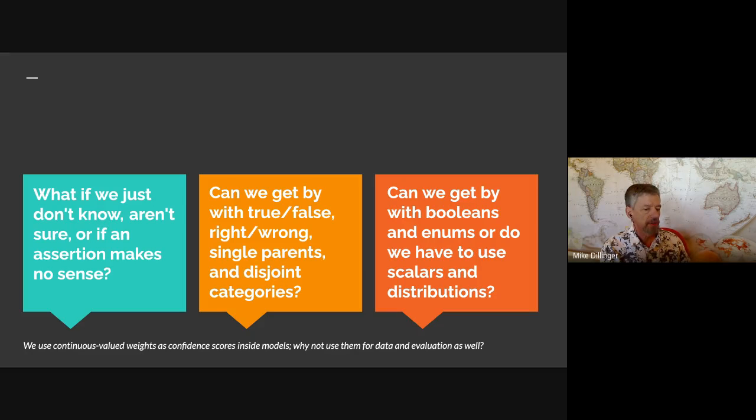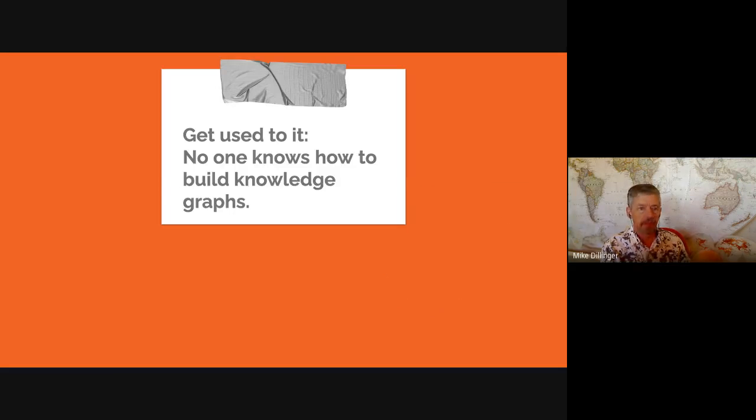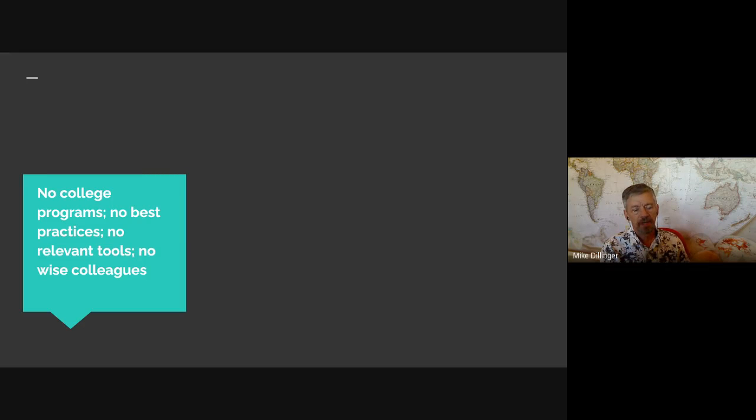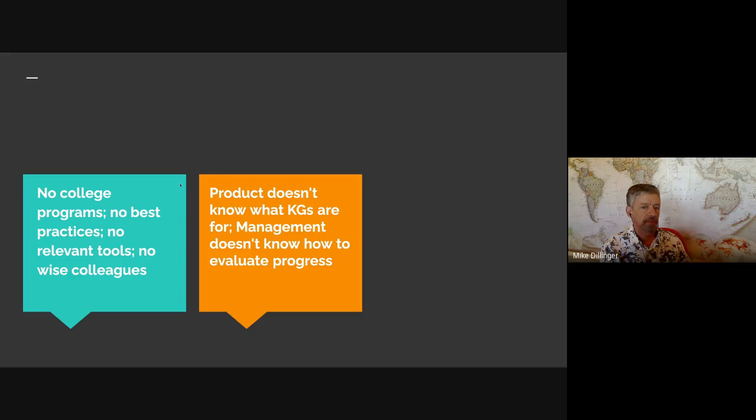Now we use continuous valued weights as confidence scores inside models. I suspect we could use them for evaluation as well, and data. Okay, so present company excepted, basically no one else knows how to build knowledge graphs. There are no college programs, no best practices. There are very few relevant tools. We have very few colleagues outside of this small group here to ask questions of. And this means that product people don't know what knowledge graphs are for. Management doesn't know how to evaluate progress. So we work in an environment of very much uncertainty.